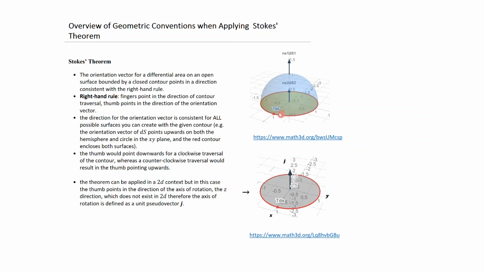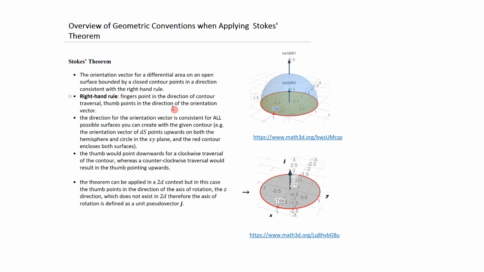If you take the fingers of your right hand and point them in the direction in which you go around the contour, the thumb points in the direction of the differential surface area vector. For the planar case, it would be this arrow, and for the hemispherical case, it would be the arrow that you see here. Of course, it will change its orientation as you move back and forth along the hemispherical surface. So these first four points basically summarize what we've just spoken about.